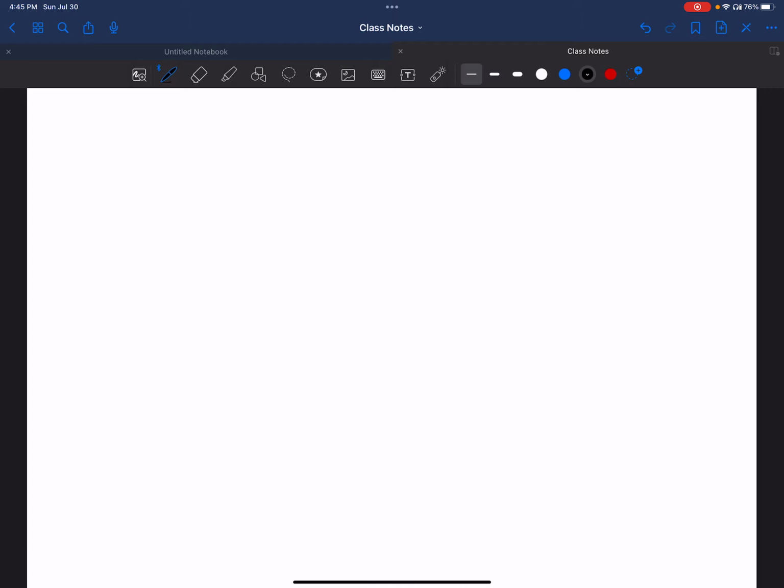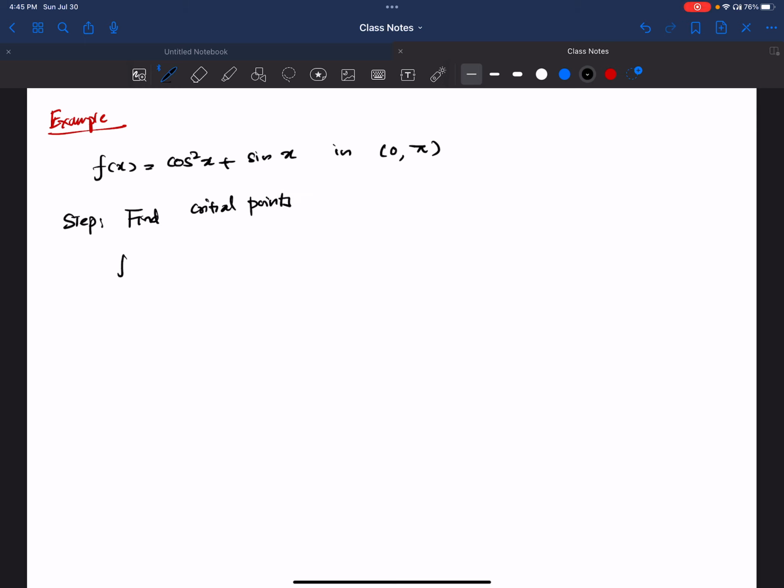Let's take another example. f of x equals cosine squared x plus sine x, in the interval 0 to pi. First find critical points. Step 1, always find critical points. So you find f prime of x.